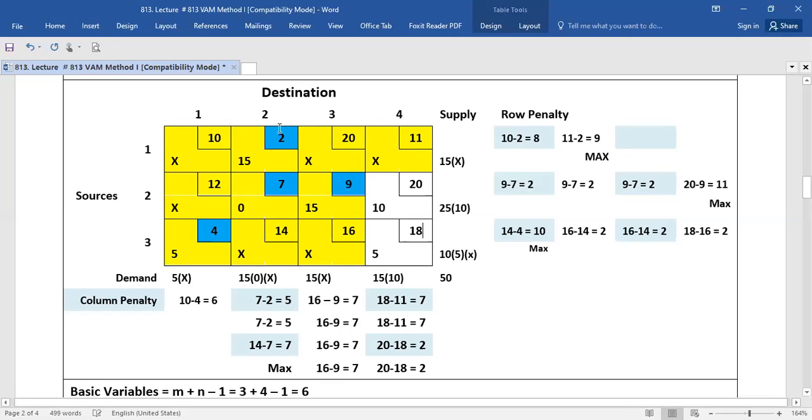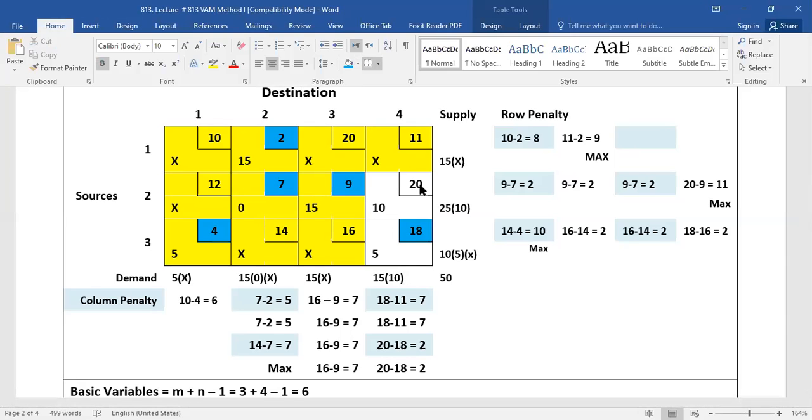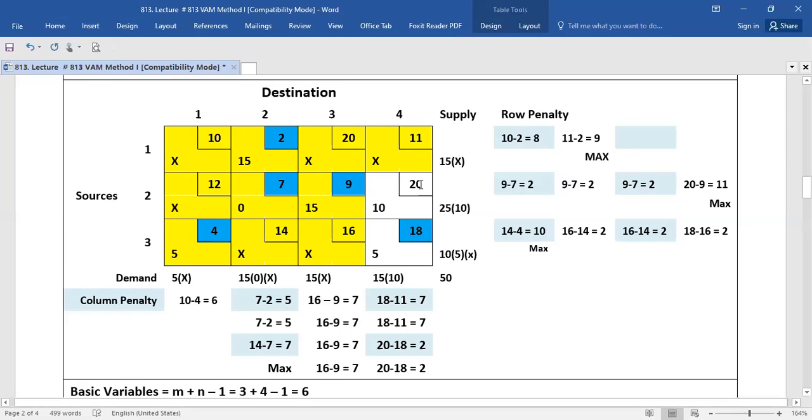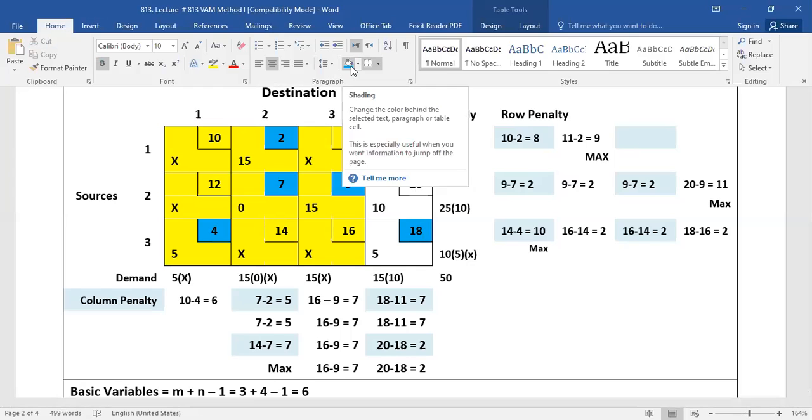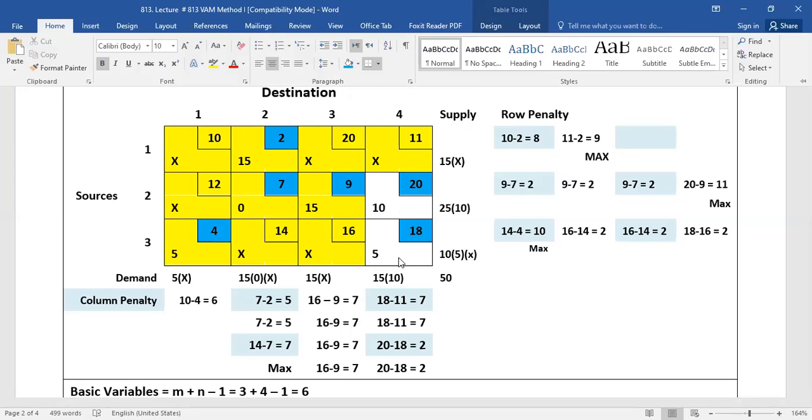I have told you, yes, I have made my allocations in this way. First of all I made my allocation in this cell, and in the next step I made my next and last allocation in this. Where you see the costs in blue color, these are the cells which are called loaded cells, where you have made your allocations. Now in a similar way, you see how many basic variables there are.